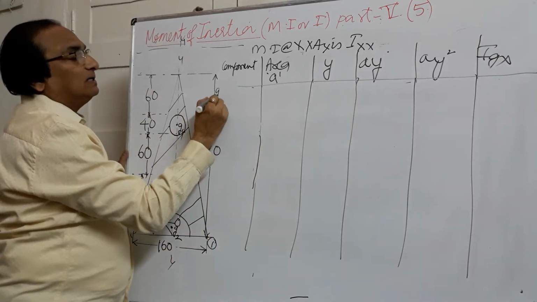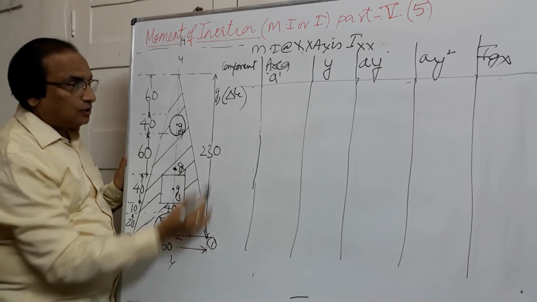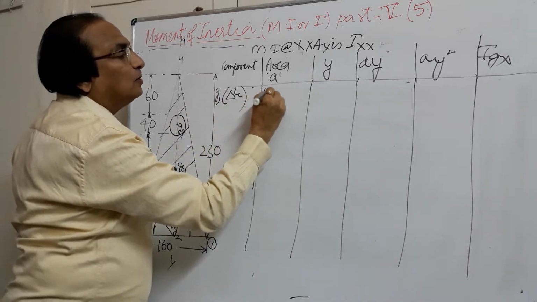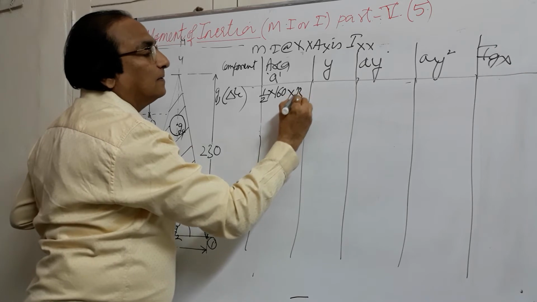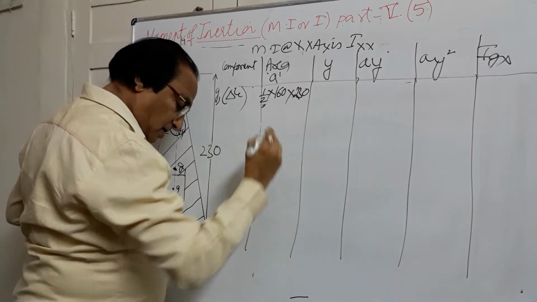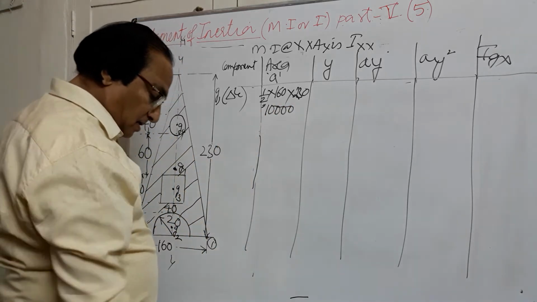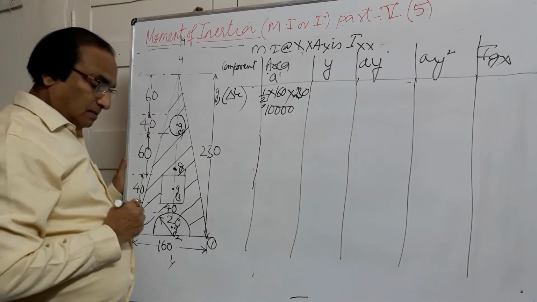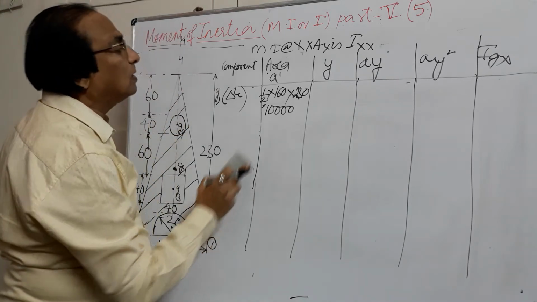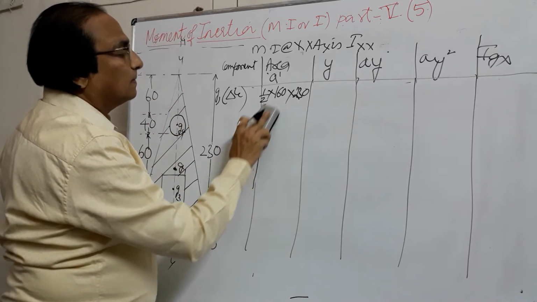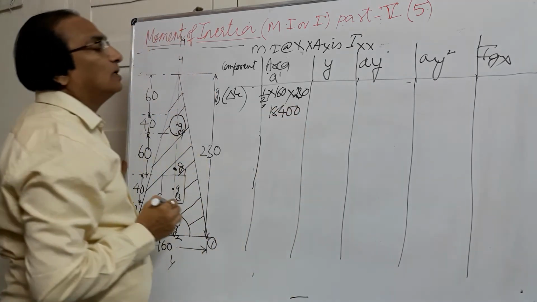So let us begin with G1. G1 is a triangle. We know the area of a triangle is half into base into height. So it will be half into base 160 into height of the triangle 230. If you multiply this, you get the area as 18400.